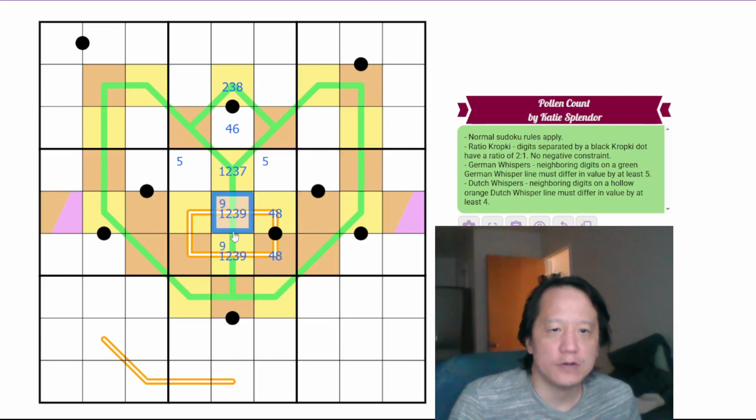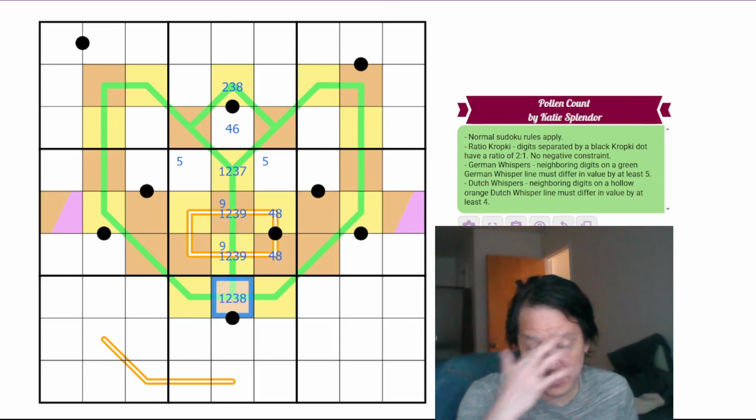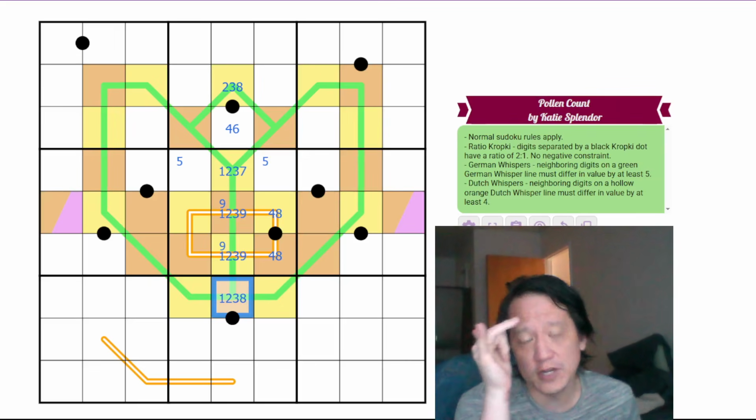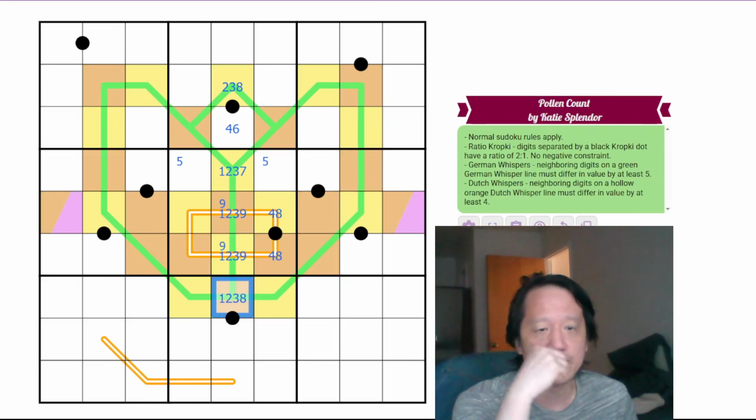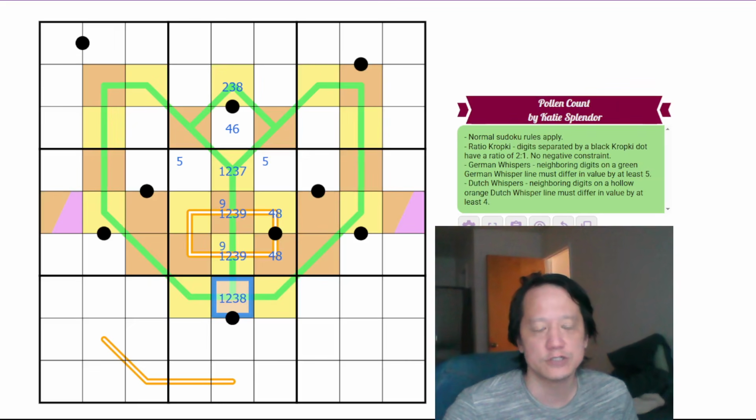These are all next to 2 unique digits on the Whisper 5 line. So this could be 1, 2, 3, or 7, 8 here. 7 cannot be here. 5, 7, and 9 cannot be next to the black Kropke dots, because if you have them, you get 2.5, 3.5, 4.5. If you double them, you get 10, 14, and 18, none of which are digits.